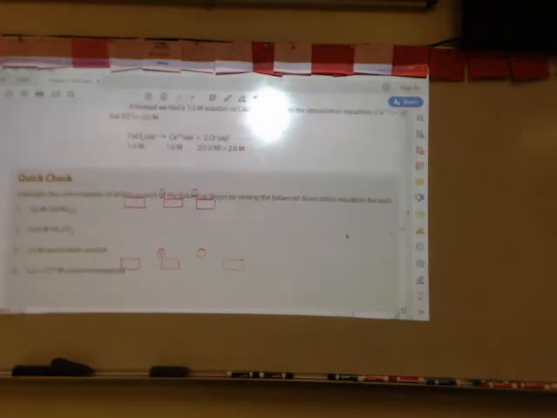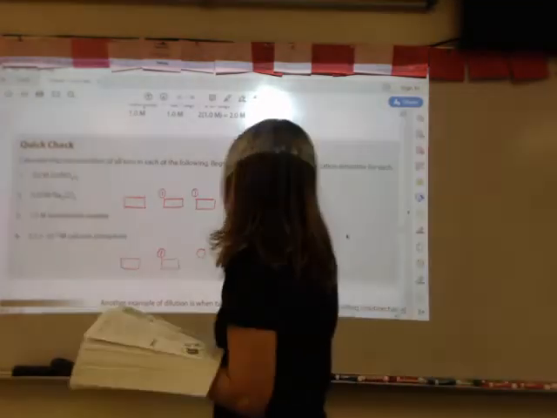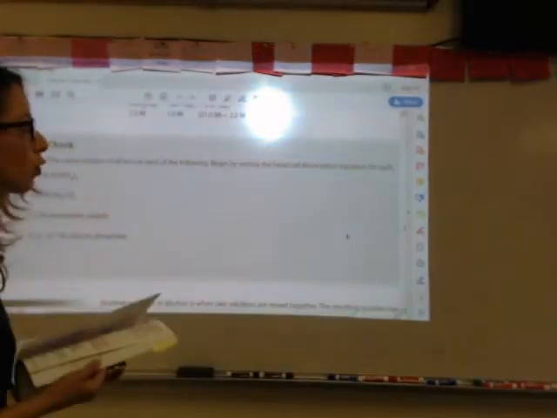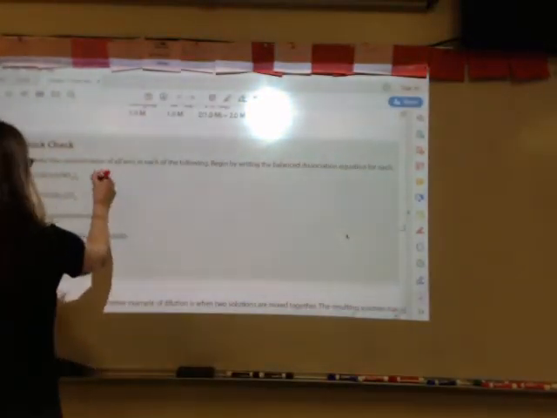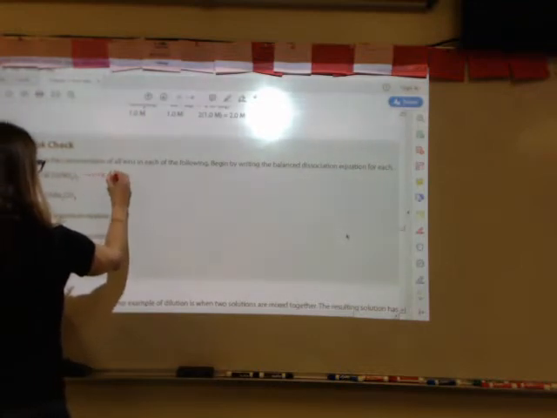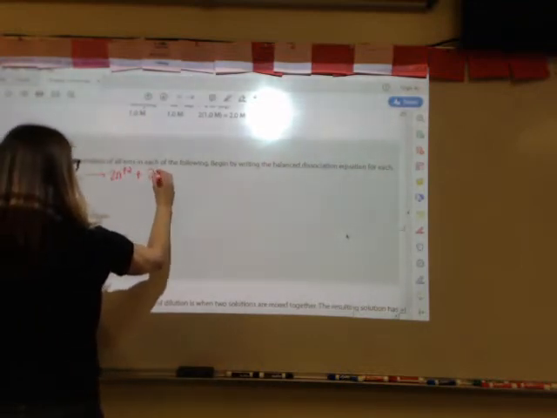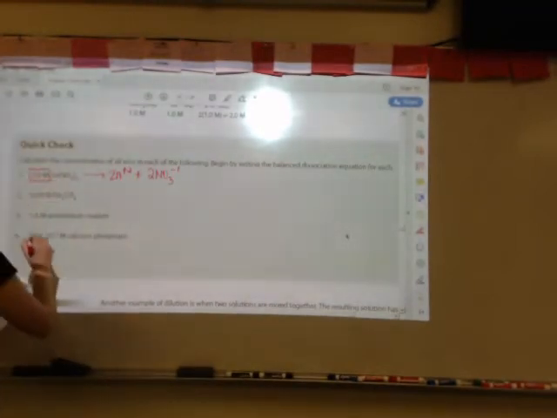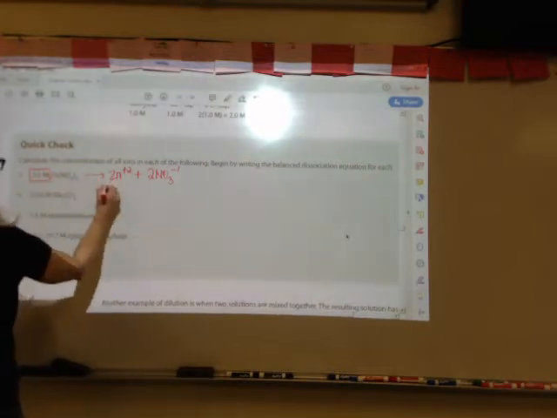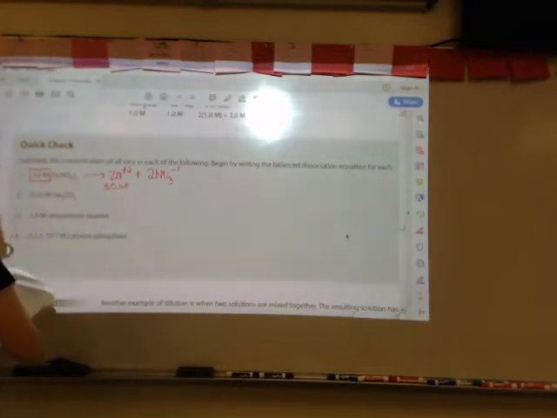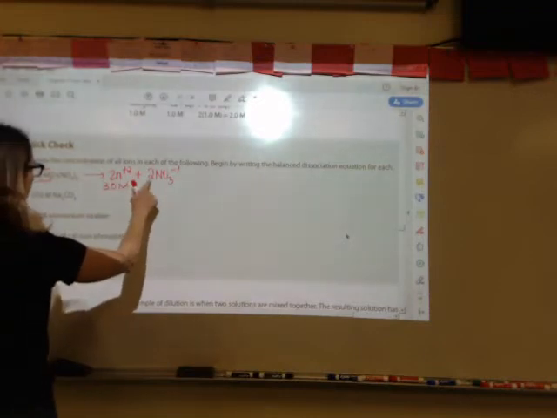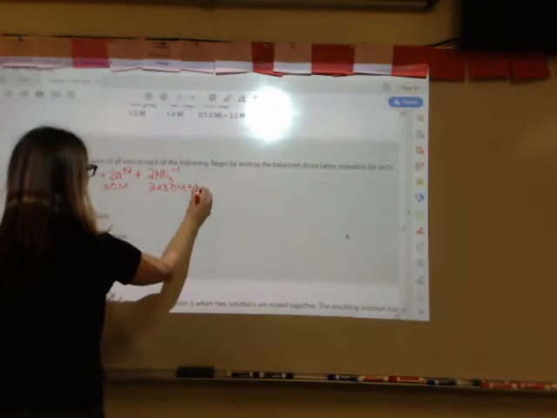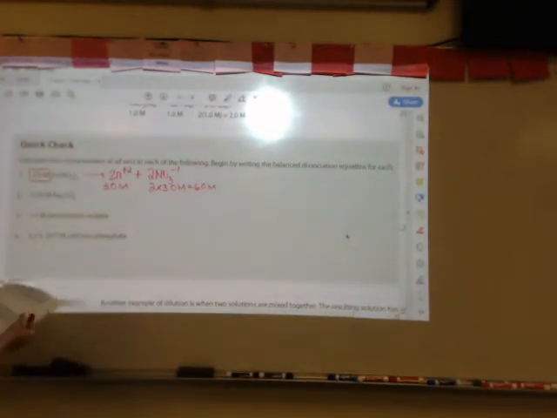Now, if I look at the quick check, and we calculate the concentration of all the ions in each of the following examples. So first we've got our zinc nitrate solution, which is going to form a zinc ion and 2 nitrate ions. If the original concentration is 3 molar and I have 1 zinc ion, 1 times 3 would be 3 molar for my zinc ion concentration. And then 2 nitrates times 3 molar would be a 6 molar concentration for my nitrates, okay?